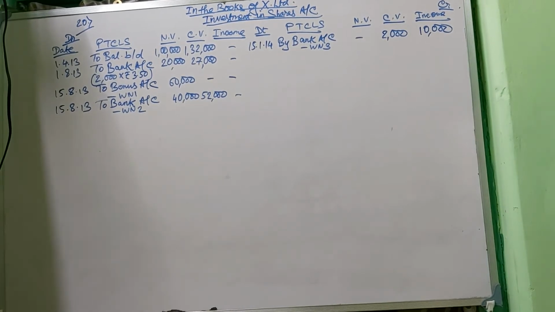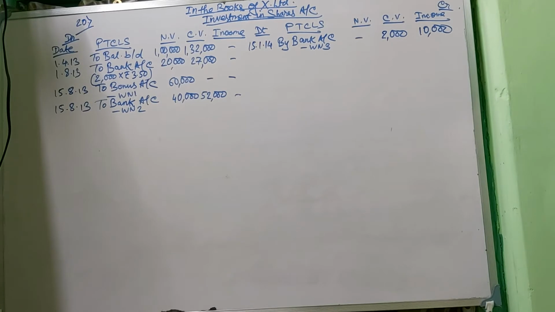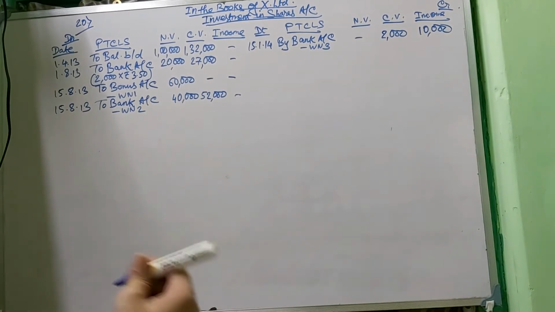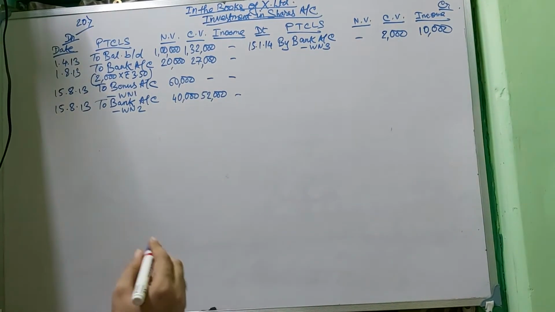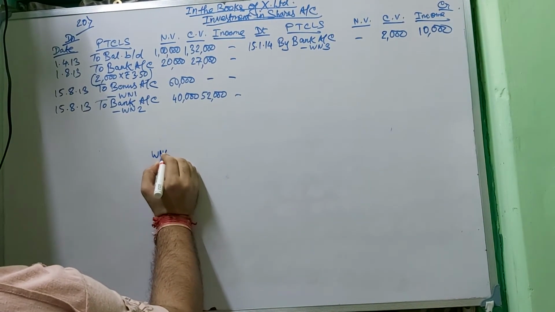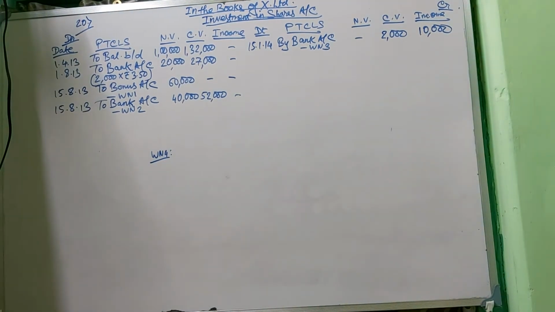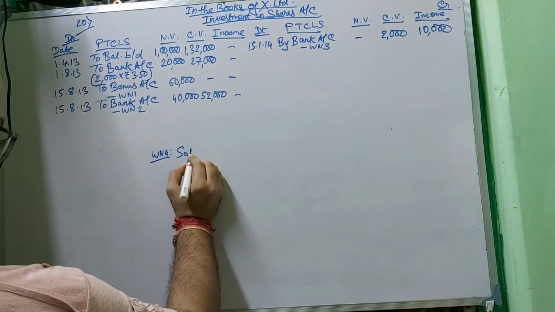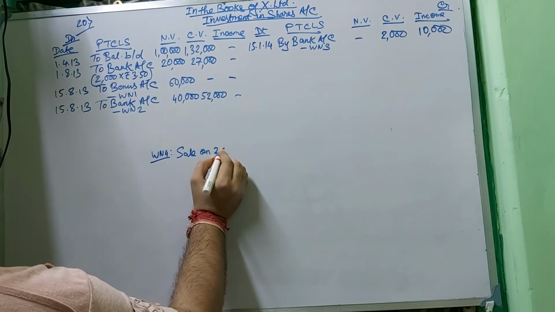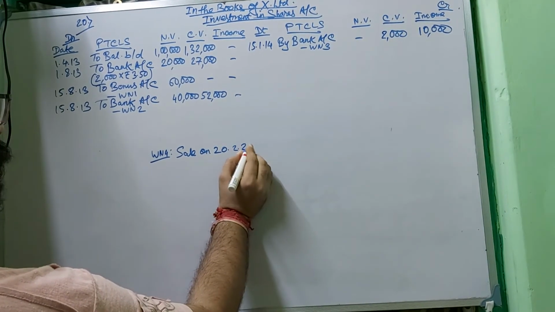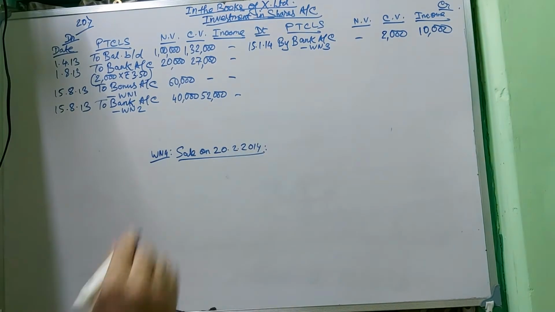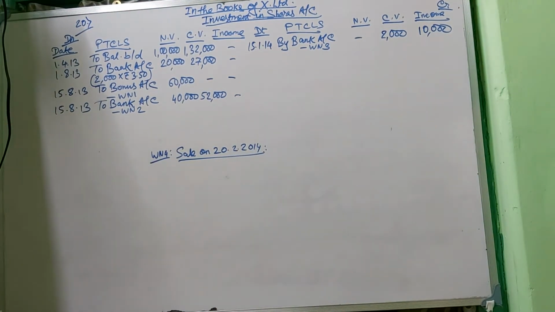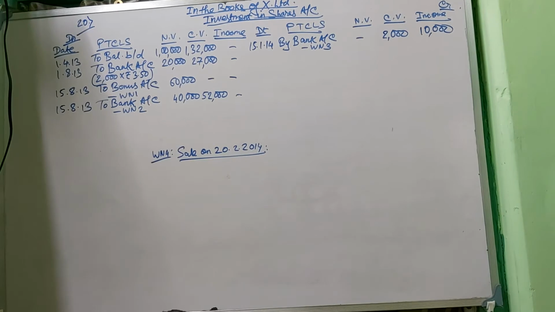Now coming to the last question, which you need to do all by yourself. So now it has been sold. I am doing it in the lower portion. Working note 4, right? It has been sold. Sale on 2014. I think it is visible. It is visible, right? Okay.